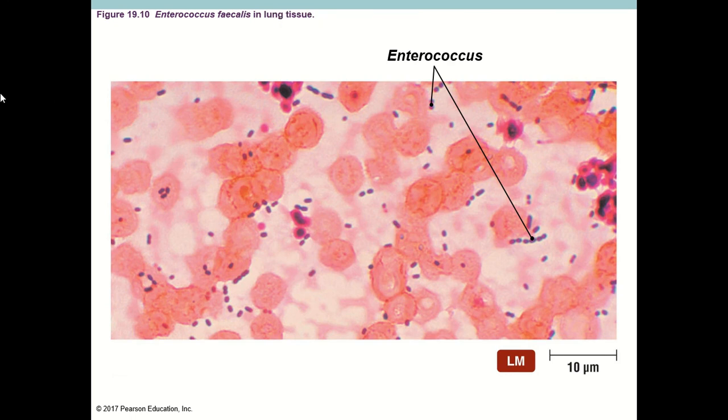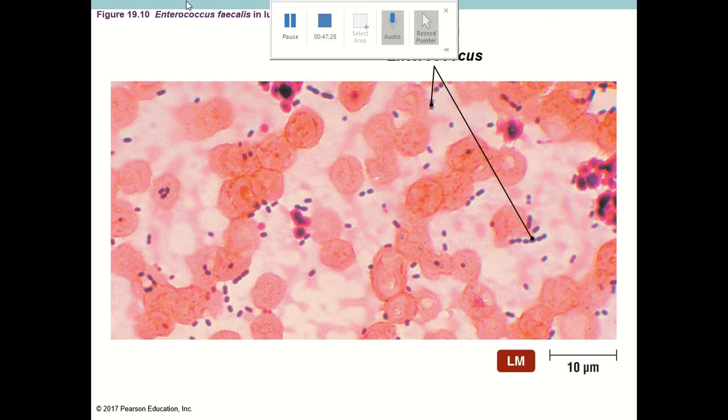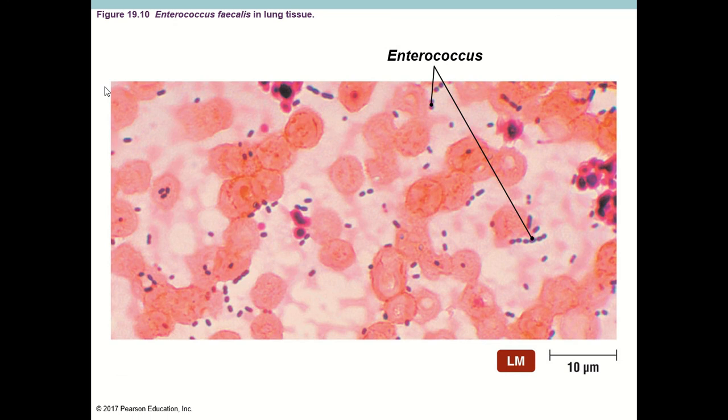Alright, so let's get into the Enterococcus genus of bacteria. We're looking at Enterococcus faecalis right here. Enterococcus bacteria are found mainly within the large intestine. Okay, so these live normally within the large intestine. There's two species of importance. One is faecalis and one is faecium. So these are healthcare related, medically important bacteria.